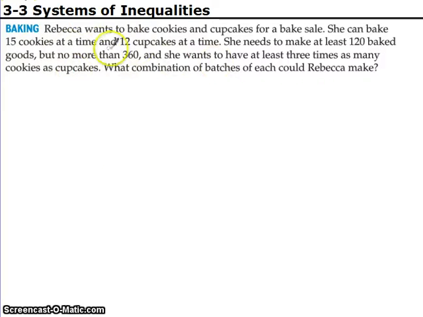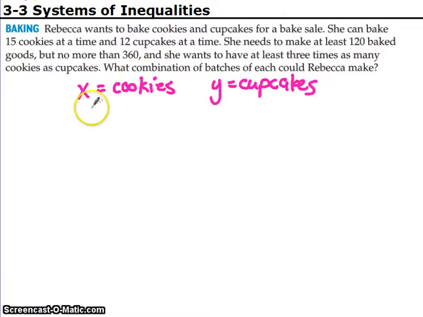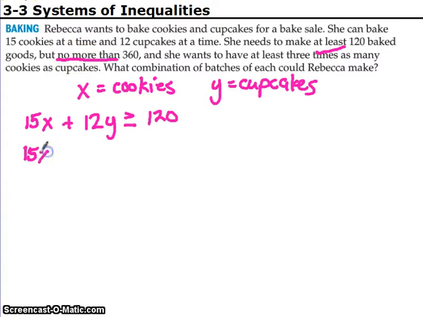All right, so this one gives us 2 variables, cookies and cupcakes. So you'll use x and y because we're going to be graphing. So cookies are x and cupcakes are y. She can bake 15 cookies at a time, so 15x plus 12 cupcakes at a time. It needs to be at least, there's one of your key words, at least is greater than or equal to 120. But it also has to be no more than, there's another key word. So I'm going to make the same equation, 15x plus 12y less than or equal to 360.